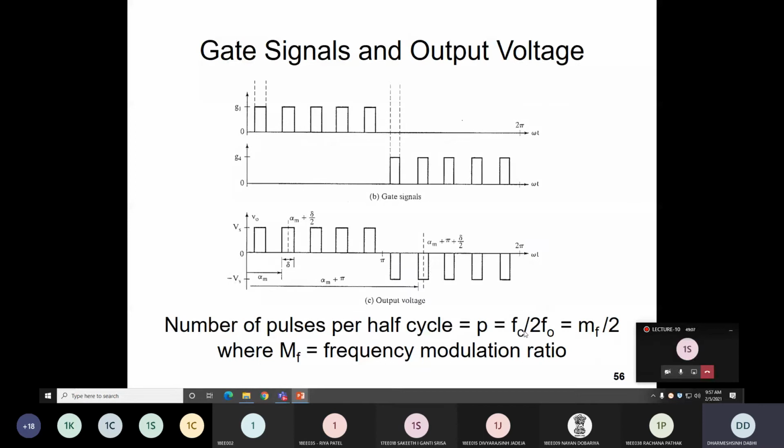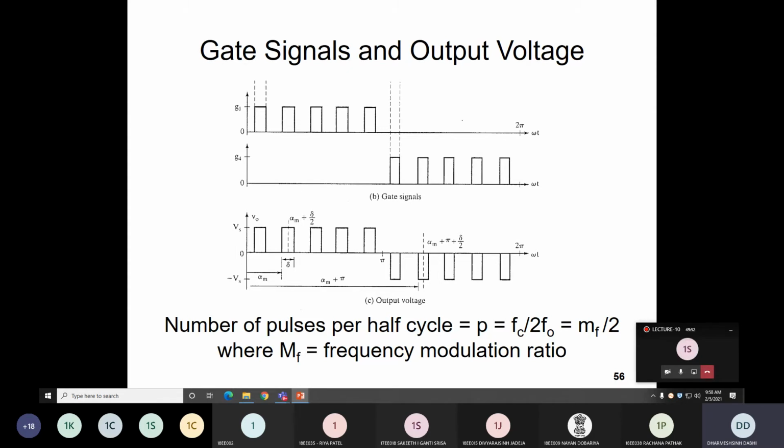So the equation of the number of pulses per half cycle is Fc by 2F0. You can see that for this example, the number of pulses P is equal to 5. Clear? The ratio of Fc divided by F0 is called the frequency modulation ratio, MF. Clear? So as you increase the frequency of the carrier signal Fc, you get more and more pulses in a half cycle, so that you can reduce the lower order harmonics. All of you understand this concept?